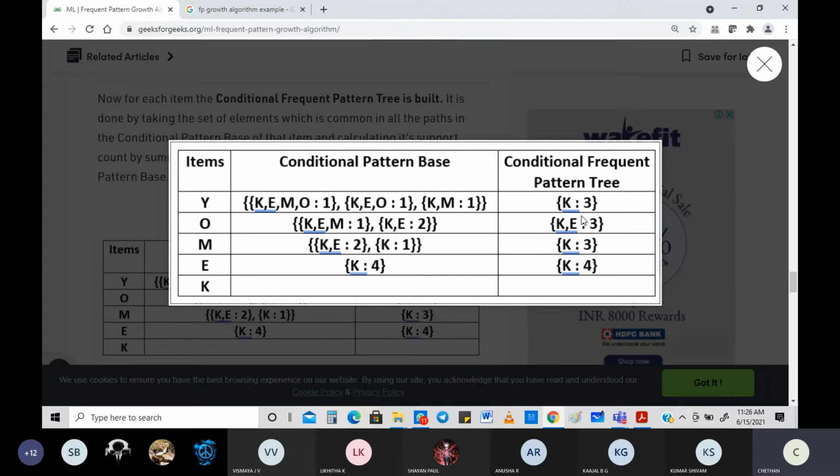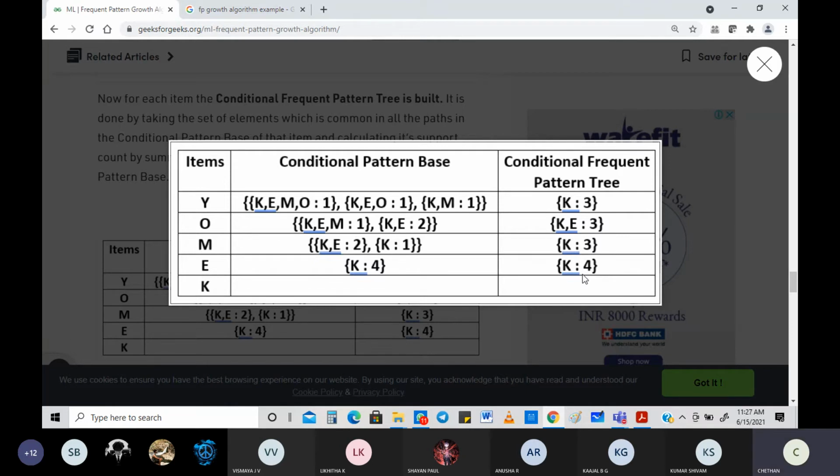KE is there, KEM, KE. What is common? KE. How many times is it coming? You can see the values. One value is right here, 1 plus 2, 3. Then next one, KEK. What is common? K. What is the value? 2 plus 1, 3. Then what is common here? Only K is there, so that K will be coming here with the value 4.